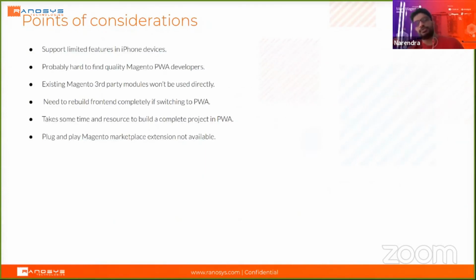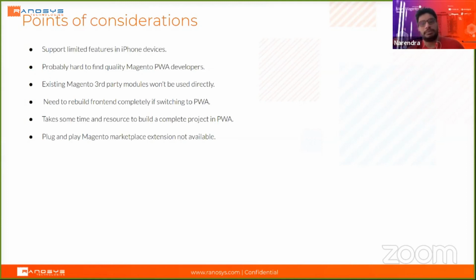At the end, there are some points to consider. Obviously some good things come with some drawbacks as well. The points we should consider while working on or selecting PWA are that PWA has some limitations on iPhone devices. Although, as I said, it is progressive in nature, so if some changes are introduced in the browser, those changes will be adopted. But right now, it has some limitations on iPhone devices.